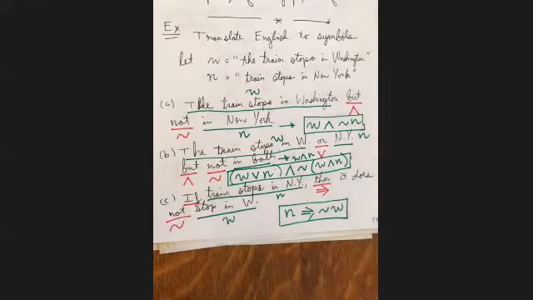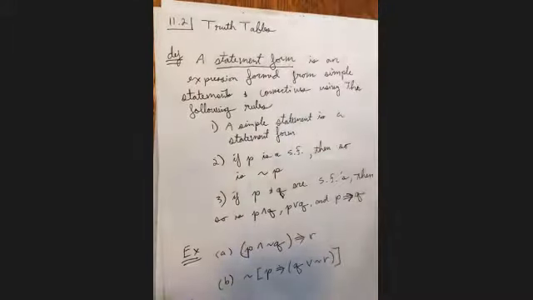So this is just a few examples of how to translate English sentences into compound statements using logical symbols. So this is something that you're going to have to get comfortable with, and it can get a little bit more complicated sometimes. So hopefully it won't get much more complicated than this middle example. Okay. So now we're going to move on to section 11.2.